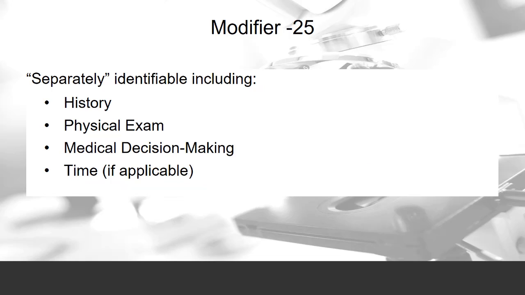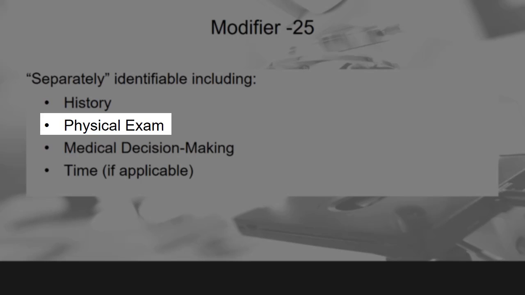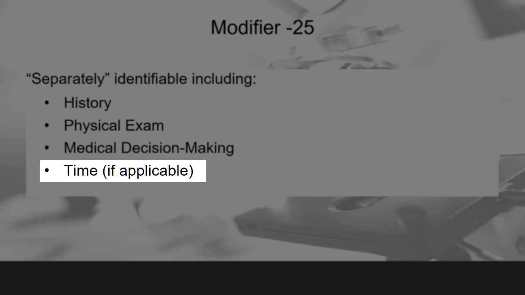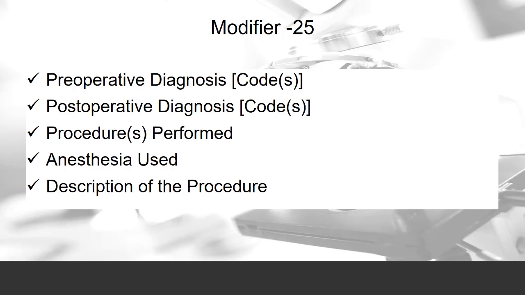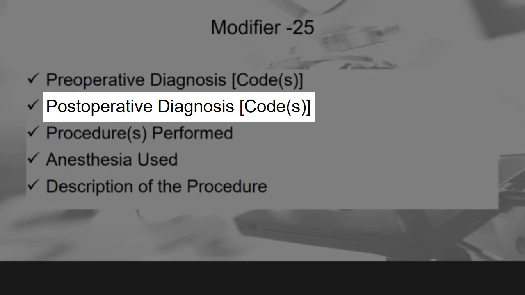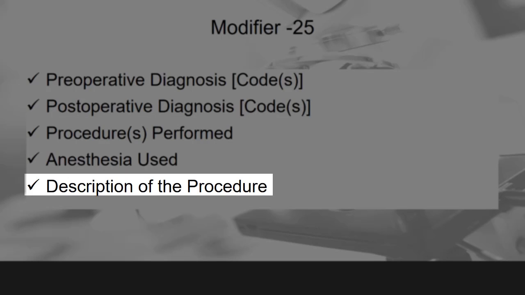In terms of documenting the E&M service, we want to separately identify that service, including the history that was performed on that date, any physical exam that might have been performed, the medical decision making that was required, or if time is the means by which you're coding your E&M service, that time should be documented. Likewise, we should have a separate operative note in the record discussing the procedure that was performed. This should include the preoperative diagnosis, the postoperative diagnosis, the procedure that was performed, any anesthesia that was used, and then a description of the procedure.